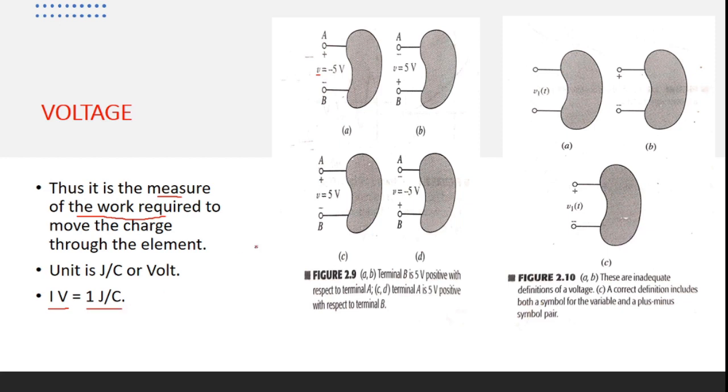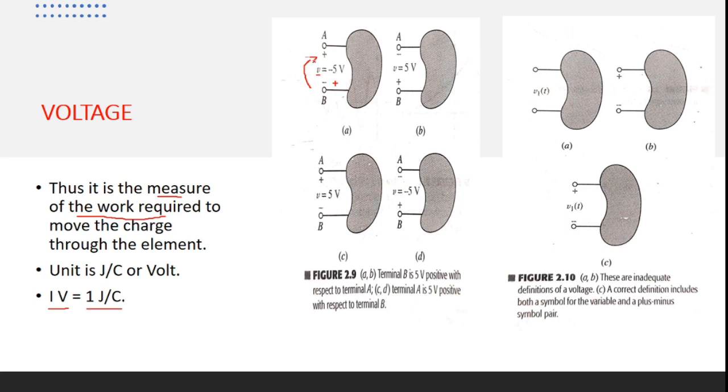Fine. Now we can see two diagrams here. Let me start with figure 2.9a. Here I am giving a voltage source of minus 5 volt, and terminal A is positive, terminal B is negative. Terminal B is already at a negative potential, and the voltage that we supply is also minus 5 volt. So minus of minus becomes plus here.